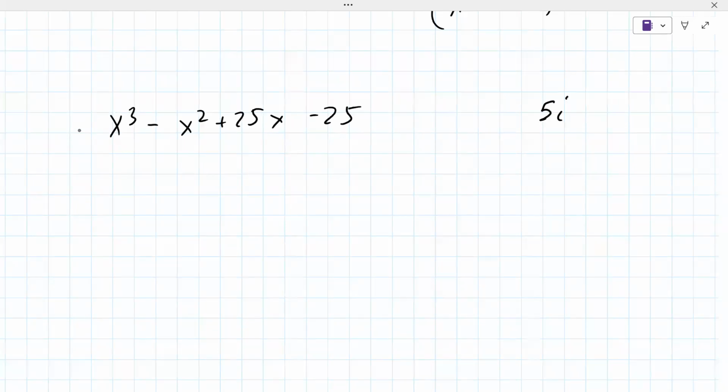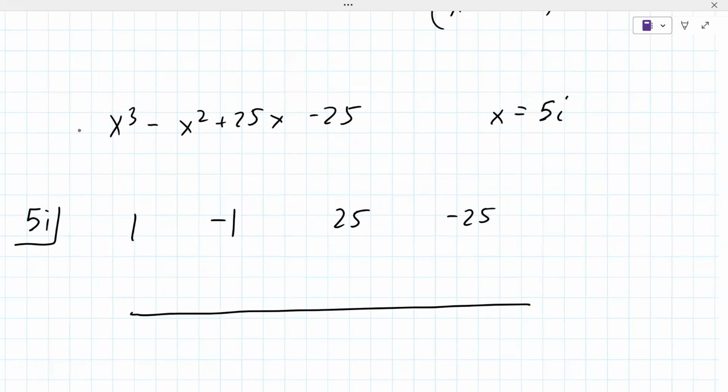Okay, so here's your polynomial: x cubed minus x squared plus 25x minus 25, and 5i is a root. All right, so 5i goes in the box here. And I want you to just do your best here to figure out what goes in each of these positions.